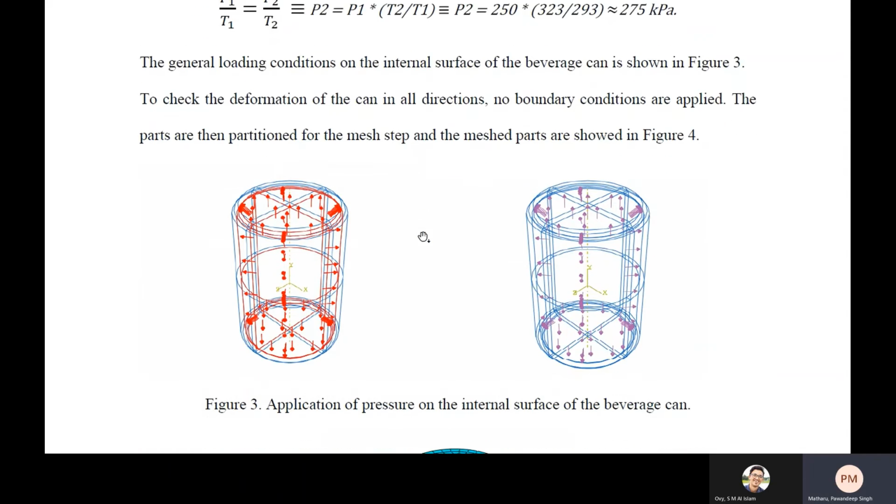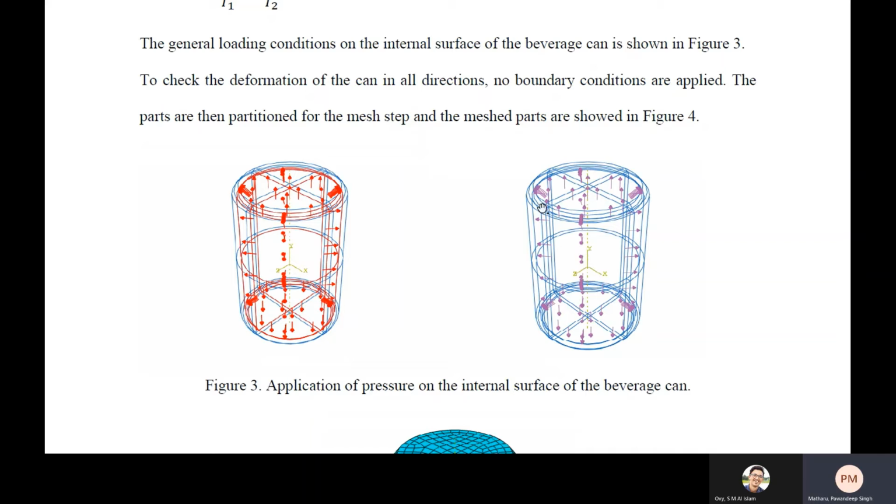Now here in figure number 3, we can see the internal pressure which we gave for the respective temperatures. We gave no fixed conditions, as we wanted to see the actual deformation of the can.